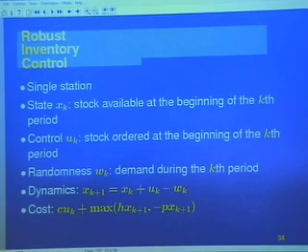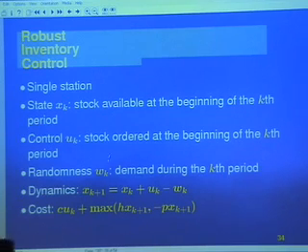So this is a typical inventory problem. You have demand coming, and you order, and then the following day, the order comes, and you try to control it to minimize inventory costs. So this is a typical dynamic programming application where you have some state, xk, which is the stock available at the beginning of the k period. So the state is the stock available.